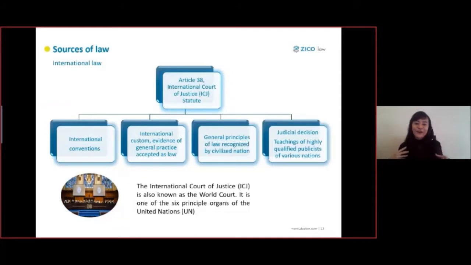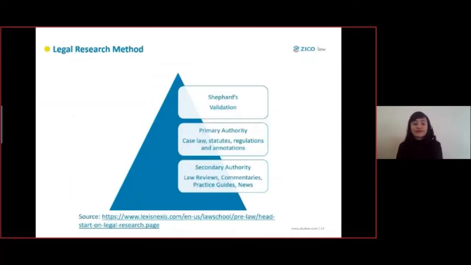Okay, this one I got from LexisNexis, but like I said, there's no right and wrong in doing your legal research. So this is just a start, if you're new. But this is also what I do.